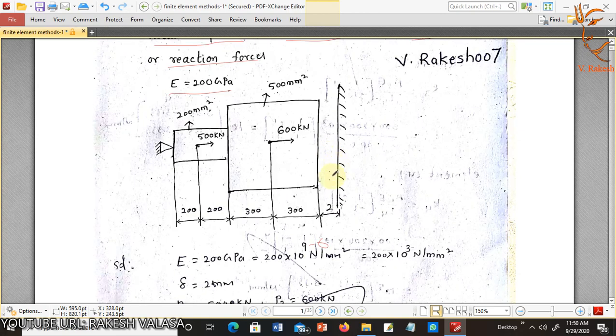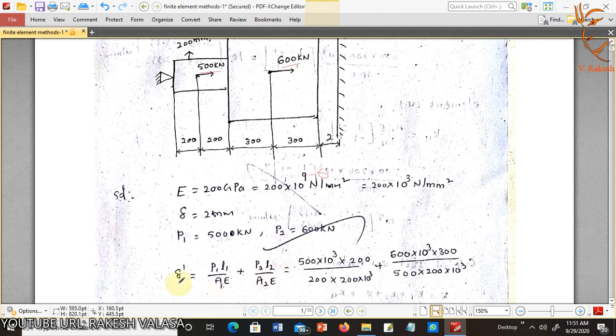In this problem, since the wall at the right side is away from the bar before loading, first we must determine whether any contact occurs between the bar and the wall or not during loading. For doing this, let us assume that the wall does not exist. In this condition, the free elongation due to the load P1 and P2. This is the P1 load, this is the P2 load. Just you can calculate displacement, that new displacement delta dash equal to P1 L1 by A1E plus P2 L2 by A2E.